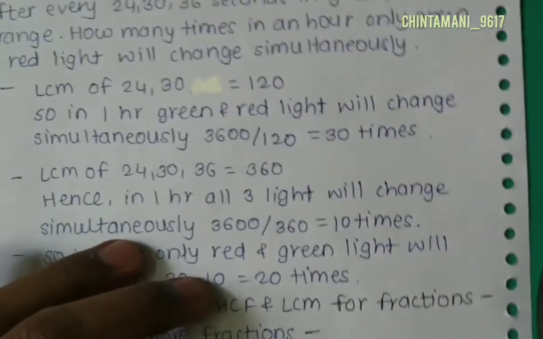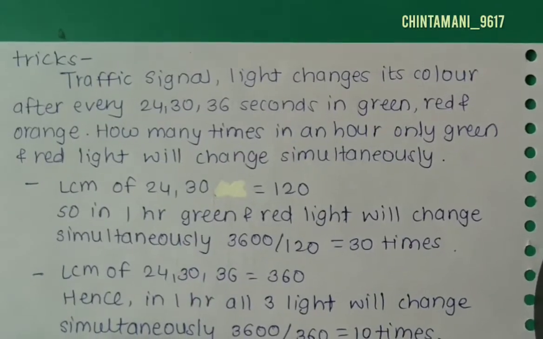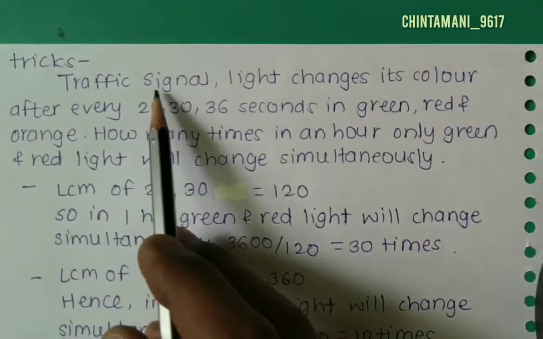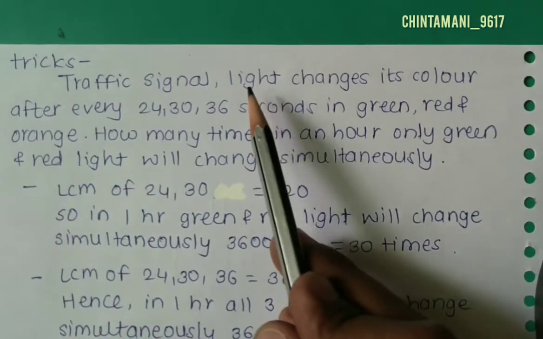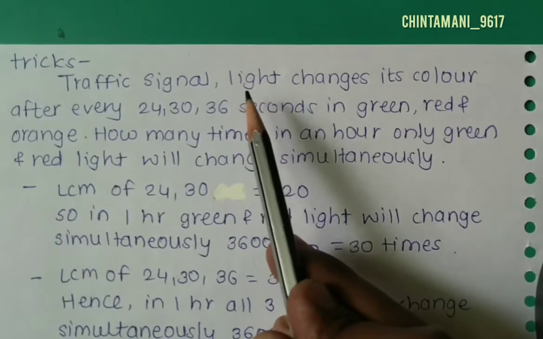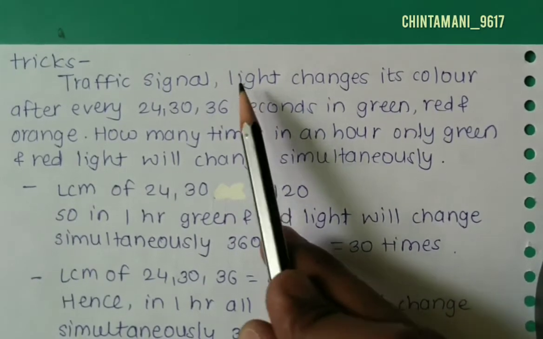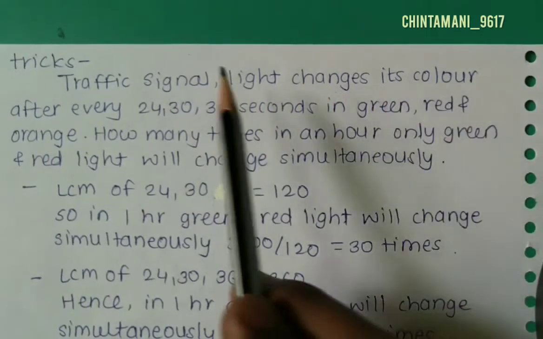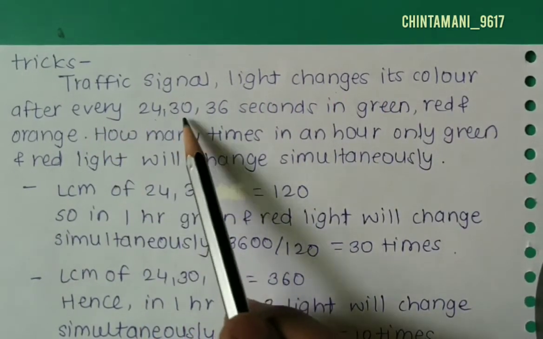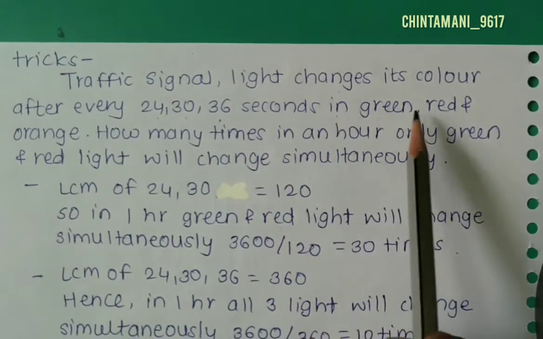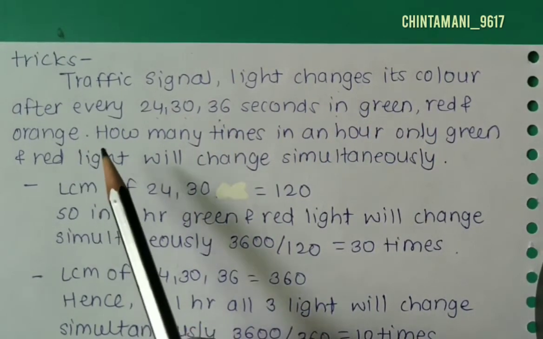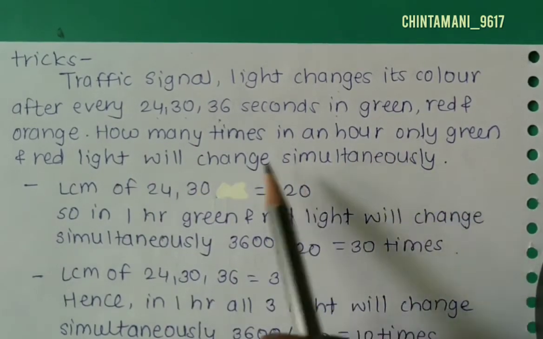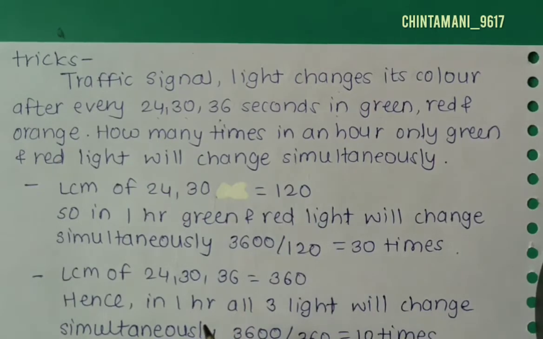Moving forward, there are some tricks that I would like to share with you. The first trick is traffic signals. This type of problem comes in exams very often, so let's go with it. Traffic signal: the light changes its color after every 24, 30 and 36 seconds in green, red and orange. You know that there are 3 lights in the traffic signals. How many times in an hour will only the green and red light change simultaneously?